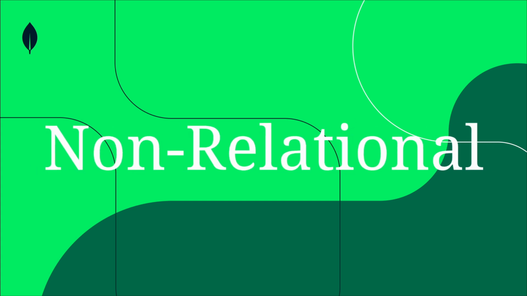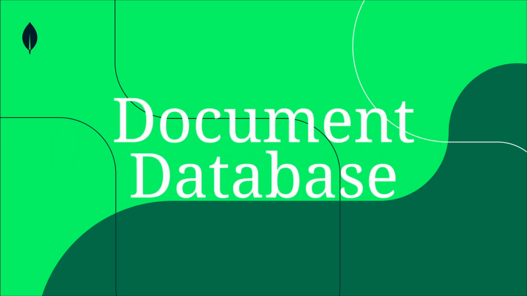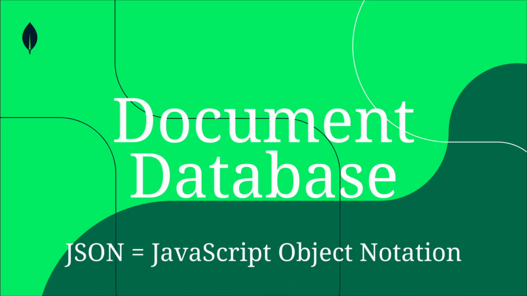You might also hear MongoDB referred to as a non-relational database. And again, this isn't the best way to reference it because you can store relational data in MongoDB. It's just stored differently than in a relational database. So MongoDB is actually a document database. Data is stored in JSON under the hood, but is represented as JSON.